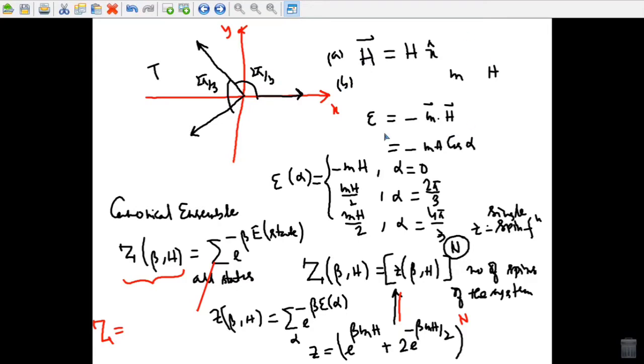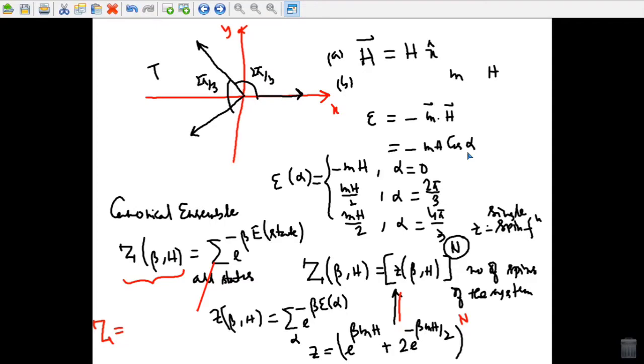The energy of a magnetic moment, small m, in a field, capital H vector, is given by epsilon equals minus m dot H, that is minus mH cosine alpha, where alpha is the angle between the magnetic moment and the field.